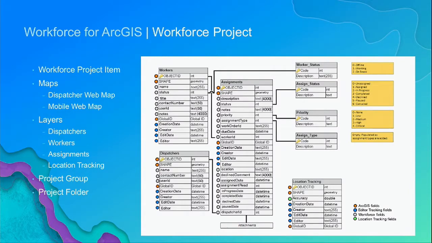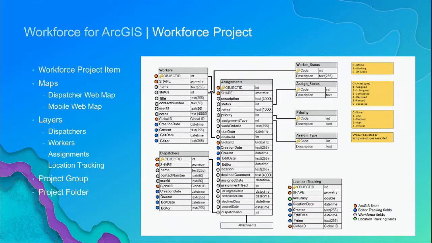Additionally, the workforce project consists of several layers. There's a dispatcher layer, which is a feature layer in a feature service. There's another feature service layer that has the workers. There's a third feature service layer, which is probably the most important one, which is the assignments. And then finally, there's a location tracking feature service, which lets you record where your workers went throughout the day, if you enable that. And then in addition to those feature services, there's a project group.